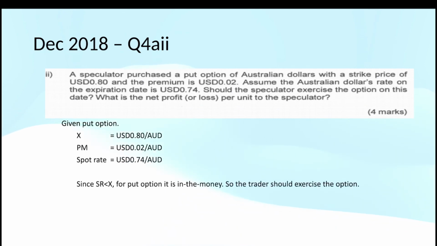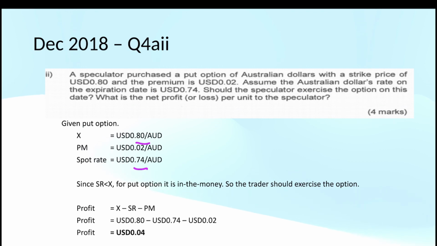List down the information first. Given the put option, X is 0.8 per AUD, premium price is 0.02 per AUD, spot rate is 0.74 per AUD. So this is a put option, so put option is sell. Since the spot rate 0.74 is less than the exercise price, for the put option, it is in the money. So the trader should exercise the option. Let's calculate the profit.